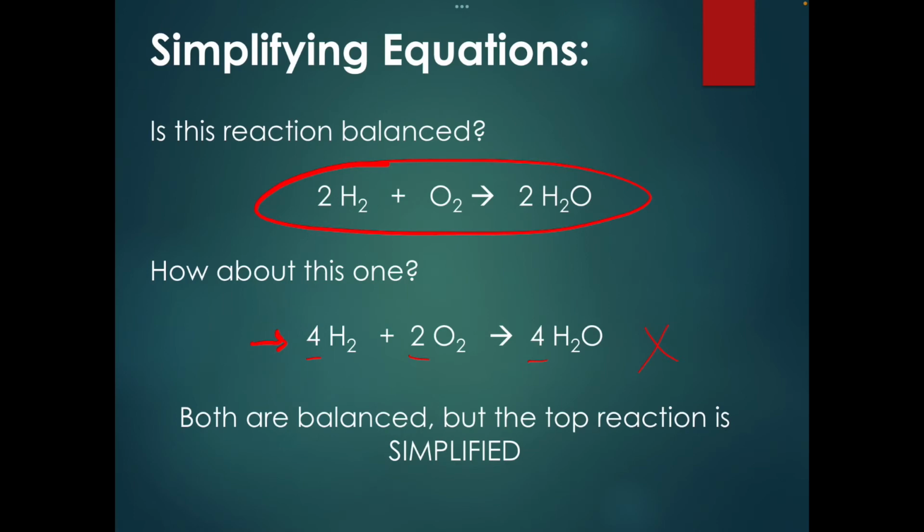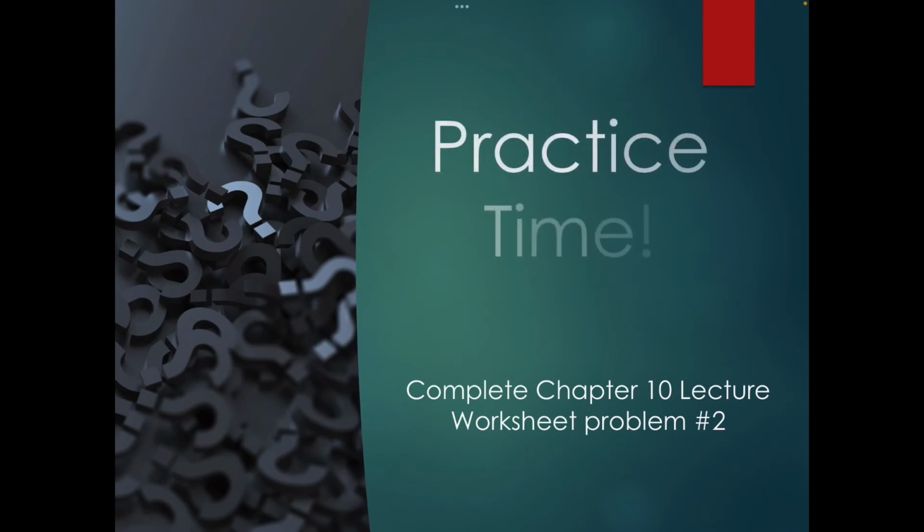So just make sure when you're doing this balancing that you look and see, can my reaction be simplified? Can all of these numbers, all of these coefficients be divided by the same number? If yes, then do it to simplify your equation. Alrighty, I want you to go ahead and get some practice balancing chemical equations by completing Chapter 10 Lecture Worksheet Problem number 2. Once you're done, come back and we'll keep going.